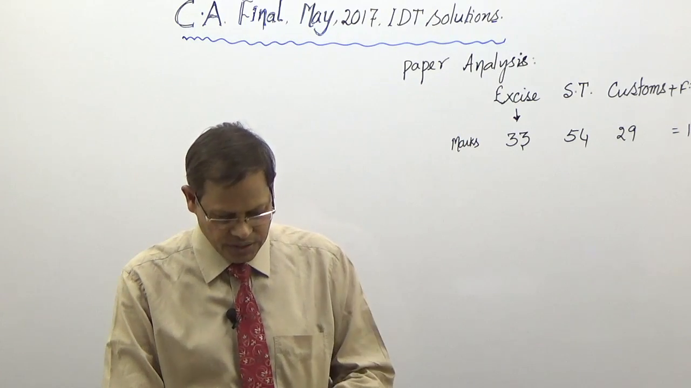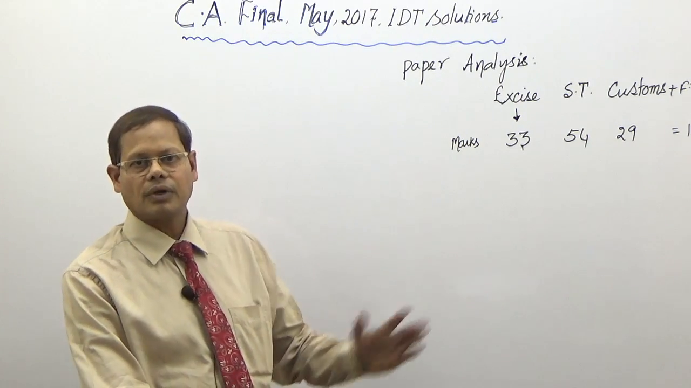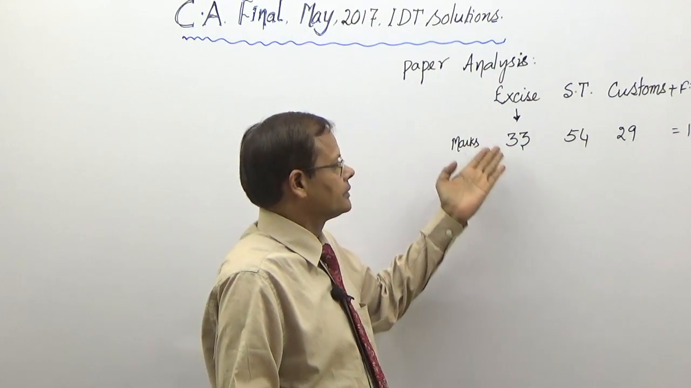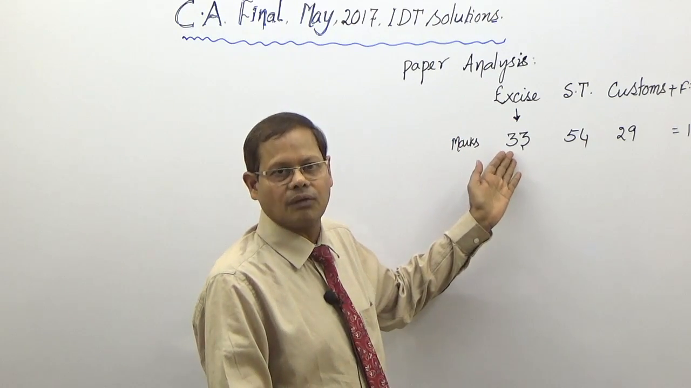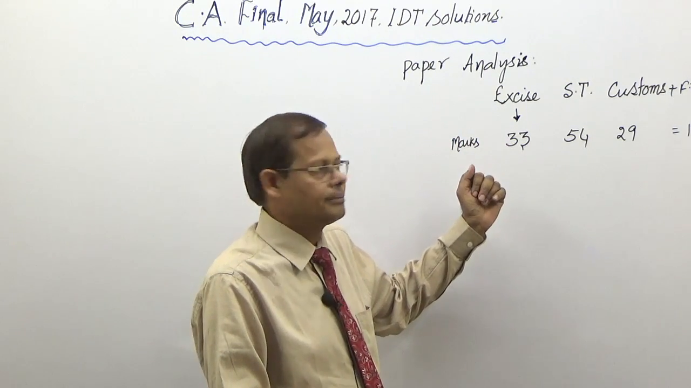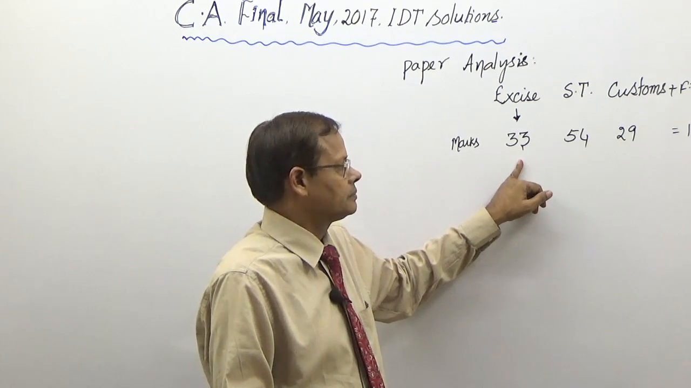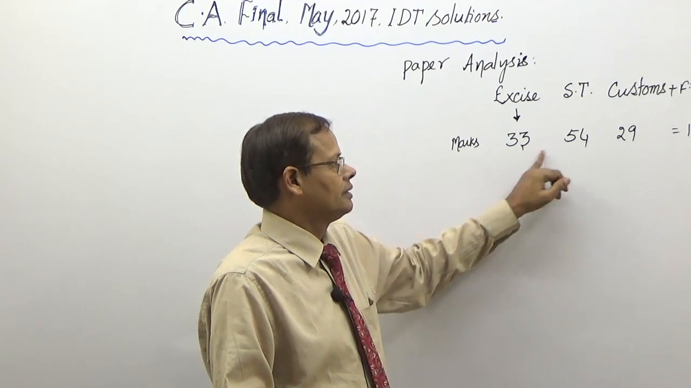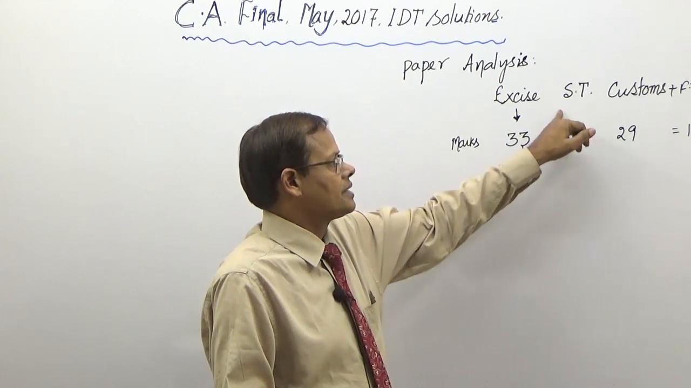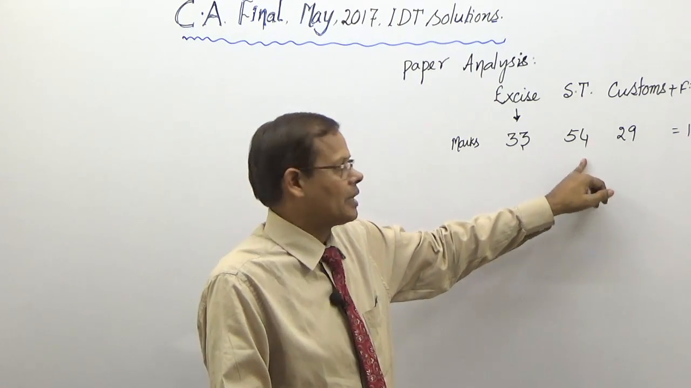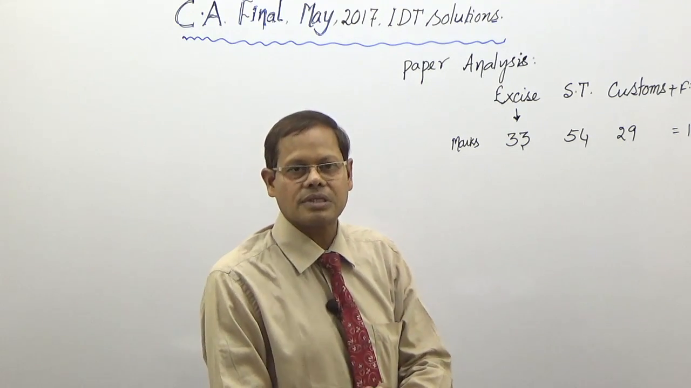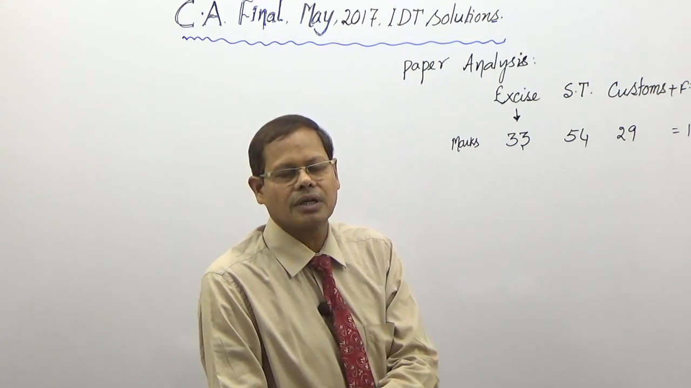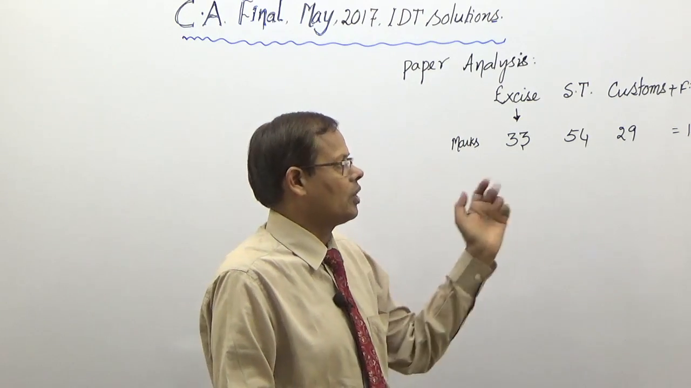First and foremost, this paper is for 100 marks, and the coverage is like this. From excise, including the Indirect credit scheme, you can say 33 marks. If you exclude the Indirect credit scheme, it is common to both. Then service tax, purely service tax, 54 marks, and customs plus foreign trade policy, 29 marks. This time there is only one small question for 4 marks on foreign trade policy.